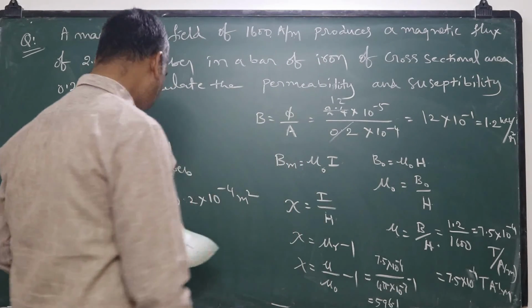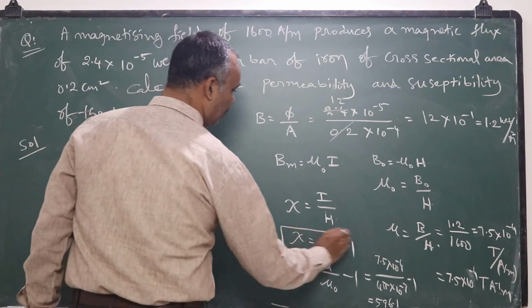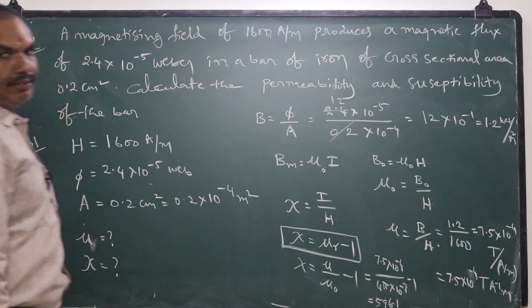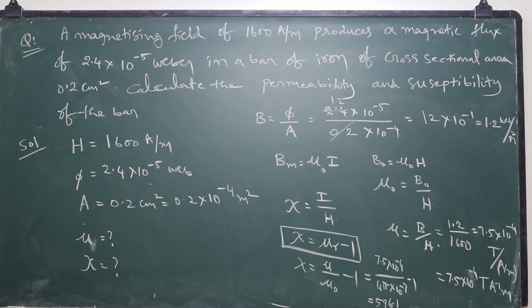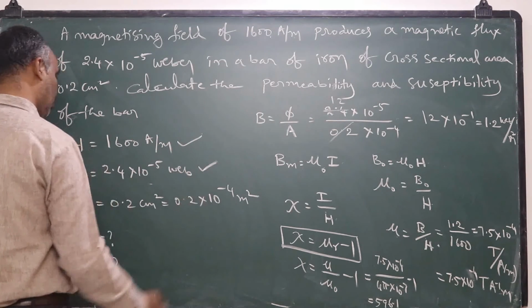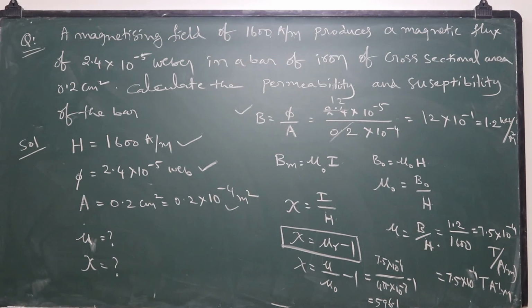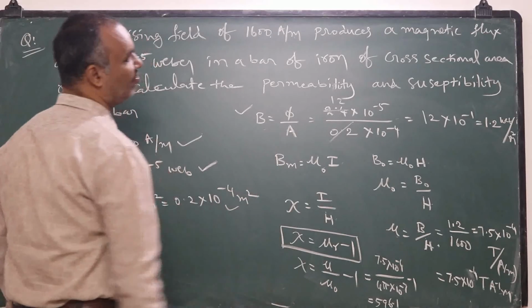Susceptibility value 596.1. Here, this formula, how has it come? Let us see. First, try to understand this problem. As per the problem, you are given the H value, the phi value, and the A value. Phi by A is B. So I calculated the magnetizing field strength, and based on that we calculated the magnetic induction field strength.